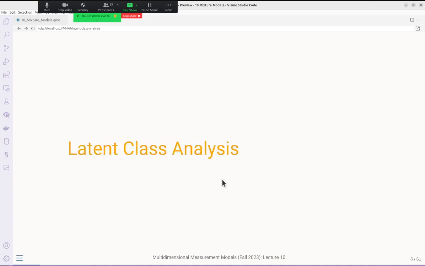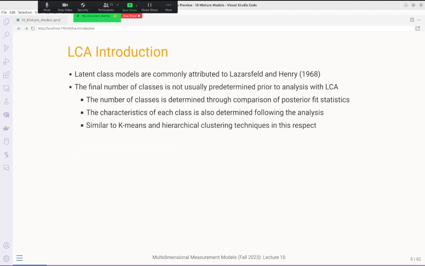All right. Diving in. Latent class analysis. 1968 was a good year for some books that we all talk about. The Lord and Novick book came out in 1968, but also another book from Lazarsfeld and Henry came out, and that Lazarsfeld and Henry book covered latent class analysis. I believe the title was Latent Structure Analysis.